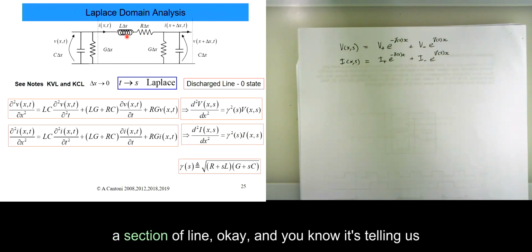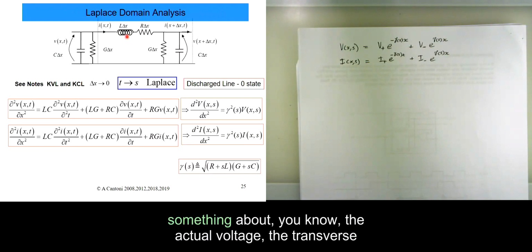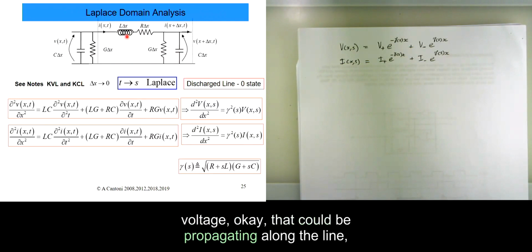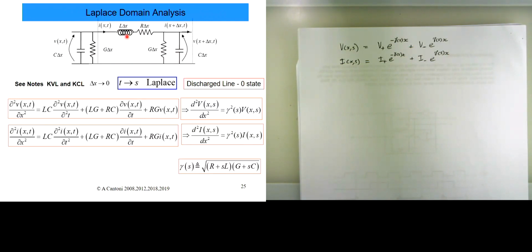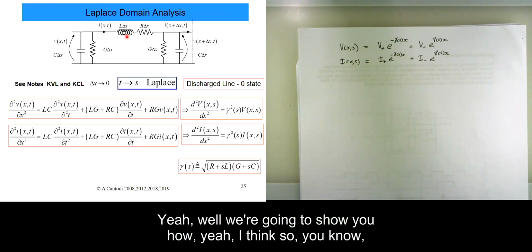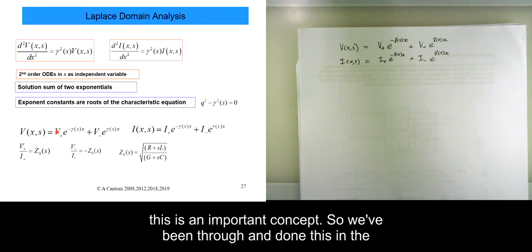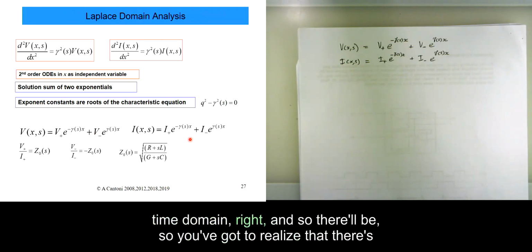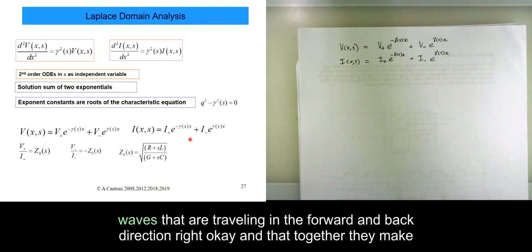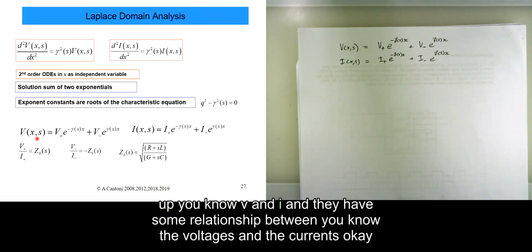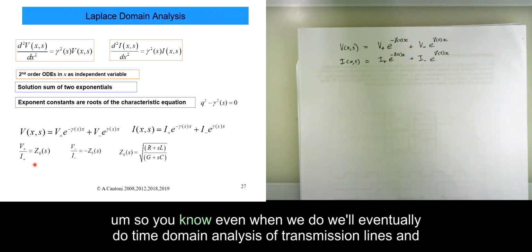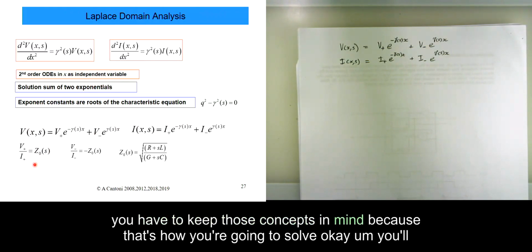This is a model of a section of line, and it's telling us something about the actual transverse voltage that could be propagating along the line. This is an important concept. We've been through and done this in the time domain. You've got to realise that there are waves travelling in the forward and back direction, and that together they make up V and I, and they have some relationship between the voltages and the currents. Even when we eventually do time domain analysis of transmission lines, you have to keep those concepts in mind, because that's how you're going to solve.